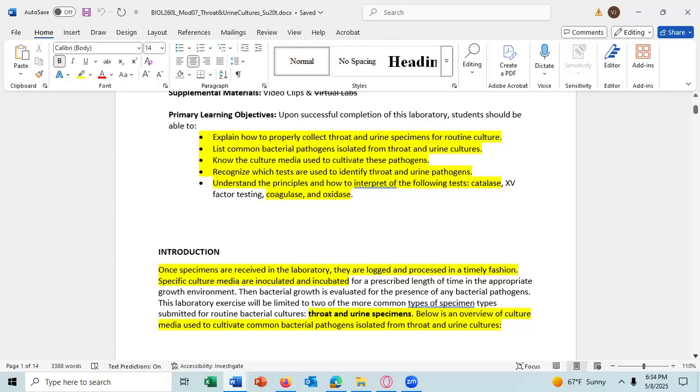Five, understand the principles and how to interpret the following tests: the catalase test, the coagulase test, and the oxidase test. We will talk a little bit about the XV factor testing, but you do not need to know about that. I won't quiz you on that.